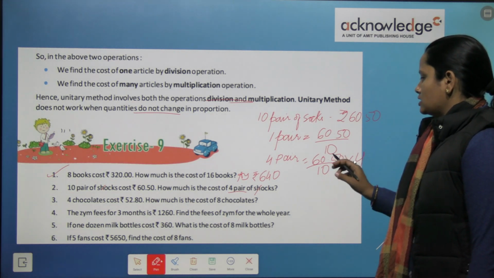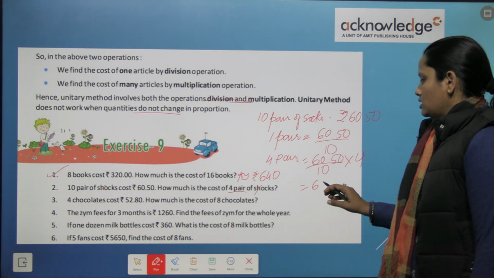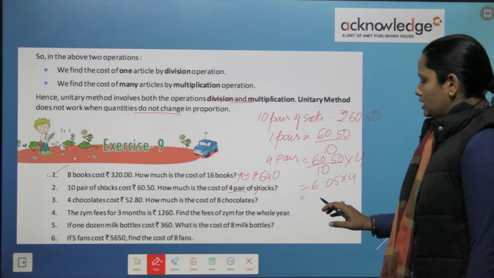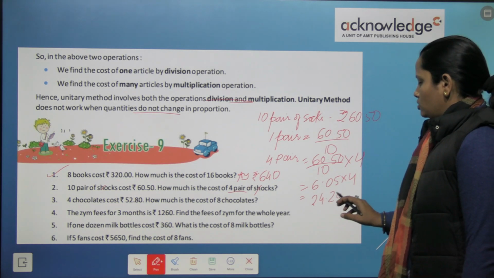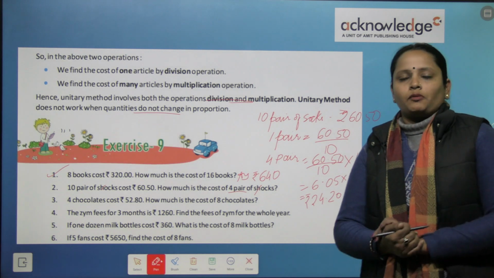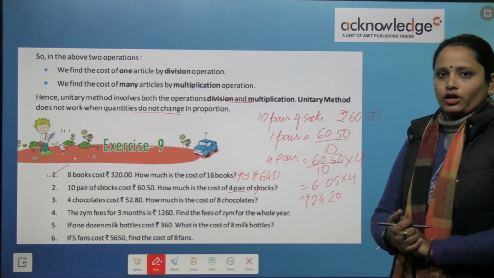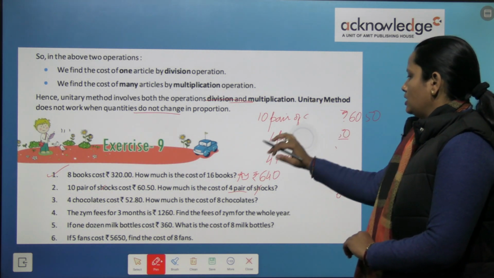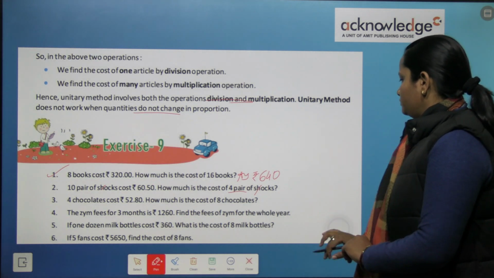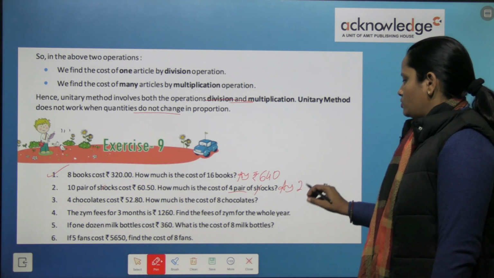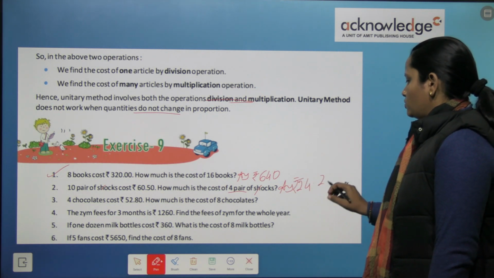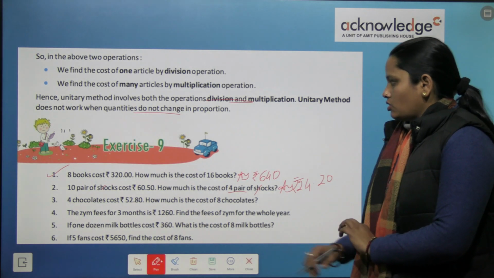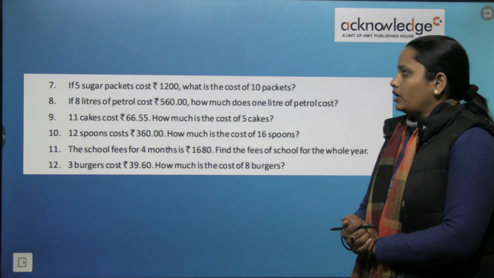Now जब हमने इसे 10 से डिवाइड किया तो it will be 6.05 multiply 4. अब जब हम इसे multiply करेंगे तो आंसर आएगा 24.20 rupees. मीन्स आपको ये जो 4 पेयर ऑफ सॉक्स मिले हैं वो कितने में मिले हैं? 24.20 रुपीज में मिले हैं. So I think it's clear to everybody. Now let's do another question. Let's write down the answer, 24.20. Clear?